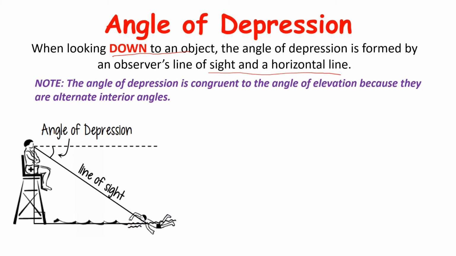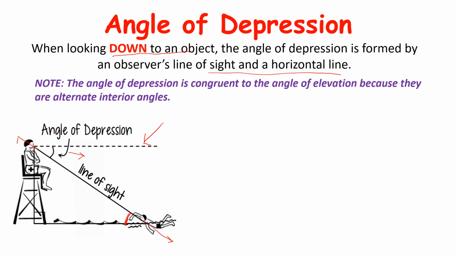So if we're looking at this image here, so we have this horizontal line right here, right? And if the lifeguard here is looking down, right, that would be the angle of depression. However, this angle here would also be congruent because these would be alternate interior angles, because we could look at this line here as a transversal.